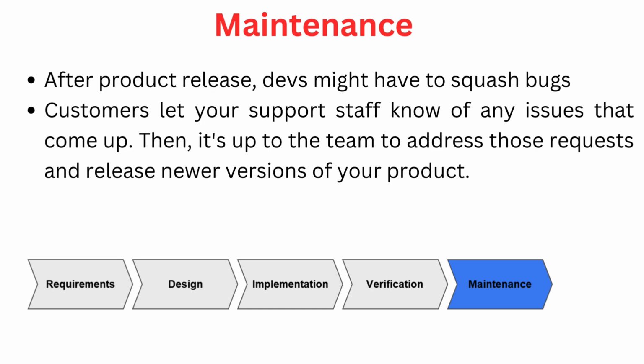The customers and system users will let the support staff know any issues that may come up. Then it's up to the support team to address those requests and release newer versions of the system. Some issues may not be bugs, it could be a change request or new requirements. So likewise, that is the maintenance phase. The maintenance phase does not have a definite time or duration to end. It depends on the number of bugs reported and the complexity and the size and the maintenance agreement conditions and all that.